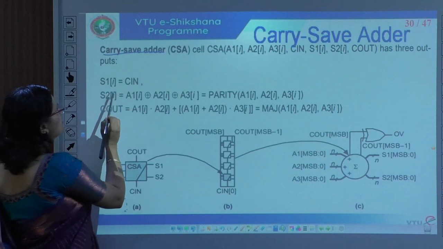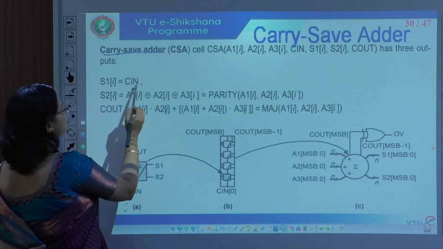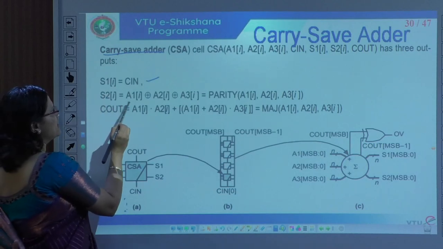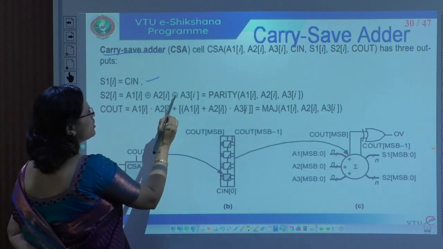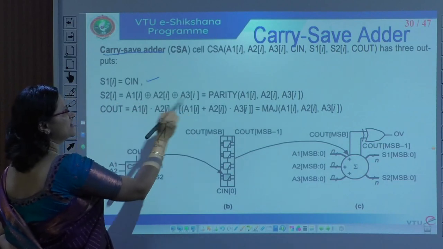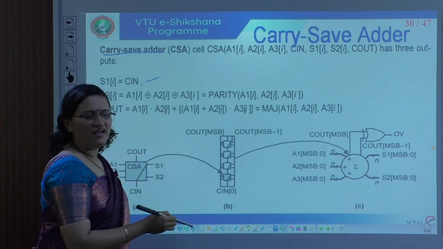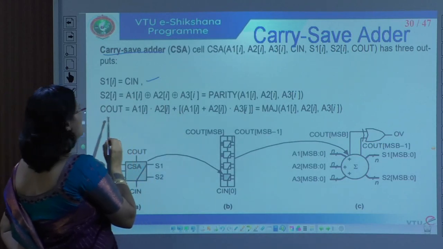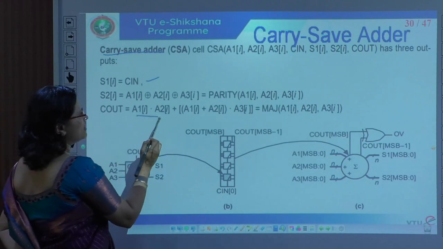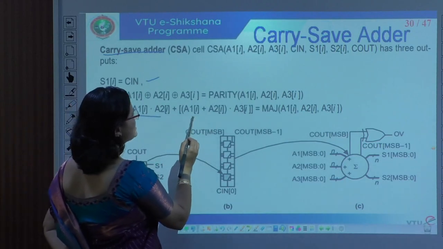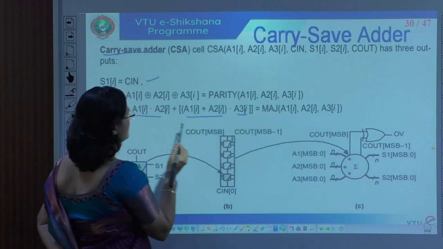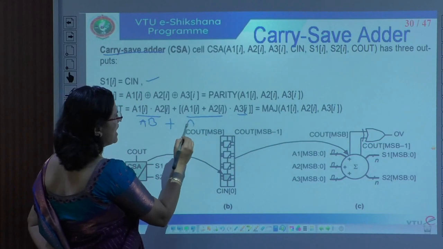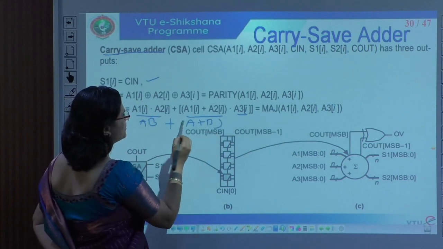You can see here, S1 of i is nothing but your Cin. I will explain what it is. And S2 of i is A1 XOR A2 XOR A3. Everything here is written in terms of i. And Cout is nothing but A1 A2, and then it is A1 plus A2 into A3.